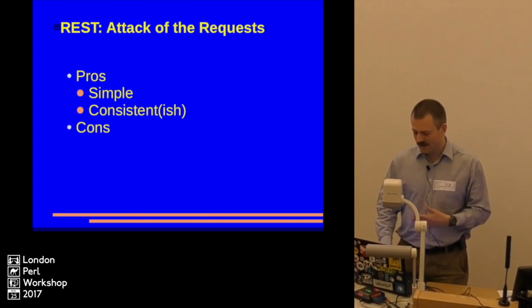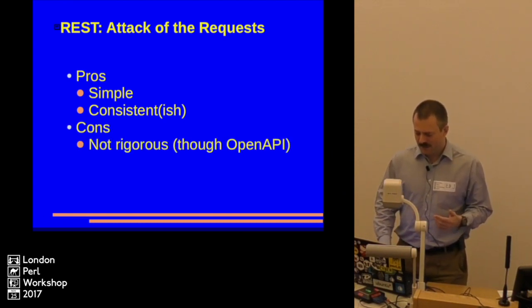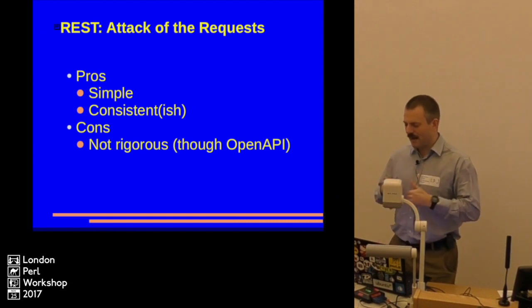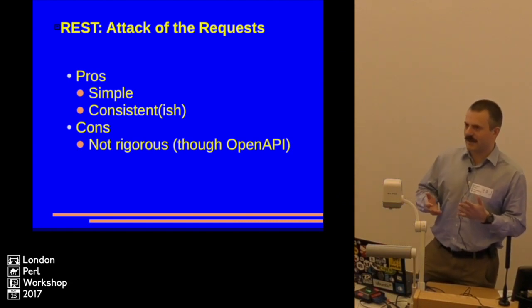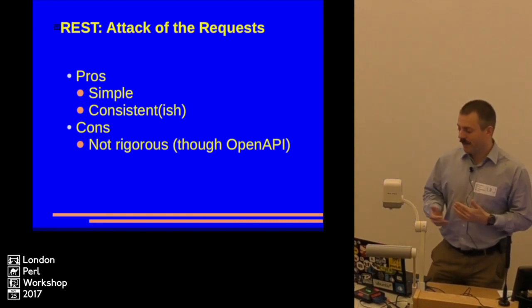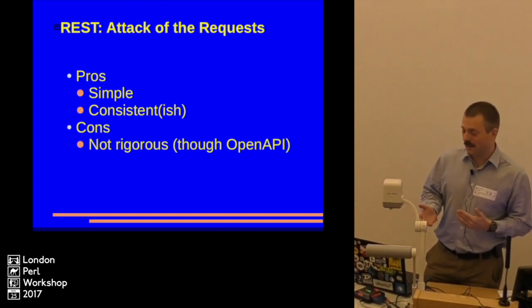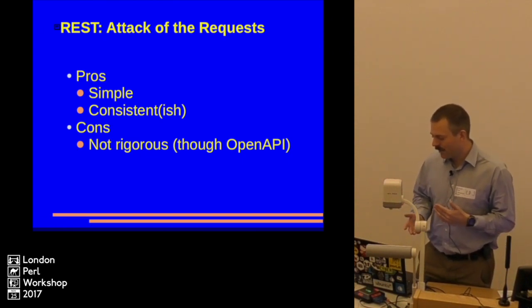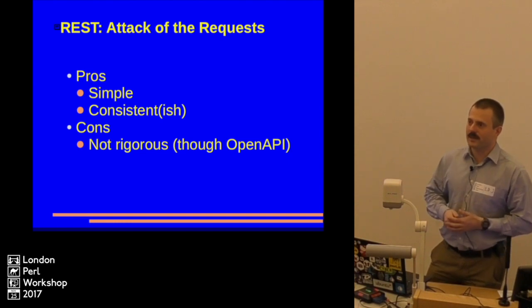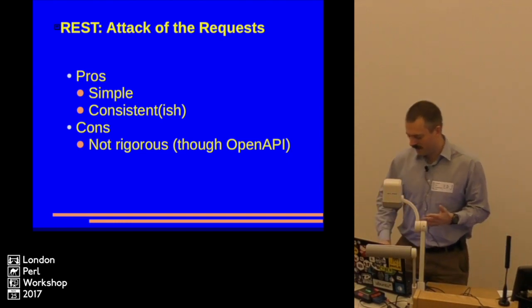The cons, there are some. It's not fully rigorous. You don't necessarily know exactly what you're going to get. There is OpenAPI, which I'll talk about a little bit later on, and that does tighten things up a little bit. It's not what you'd call a full, proper type system per se.